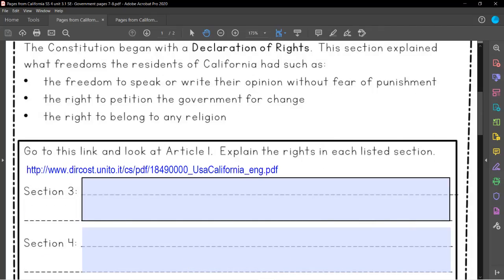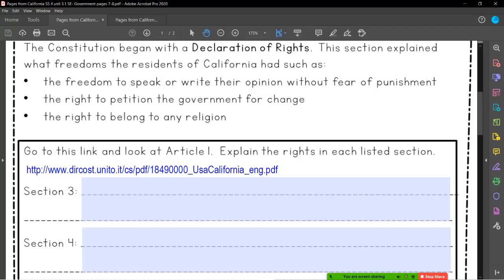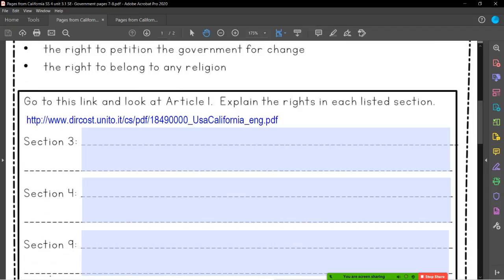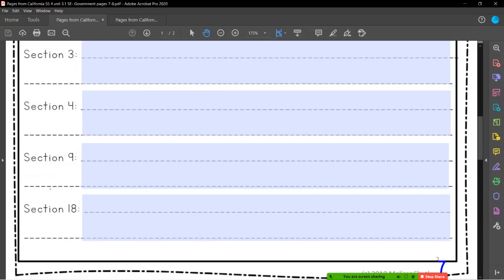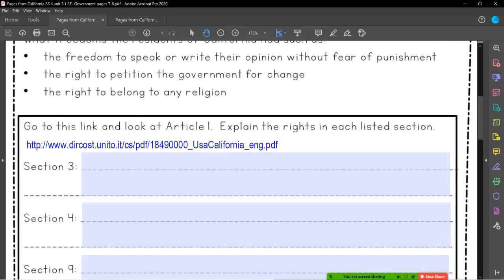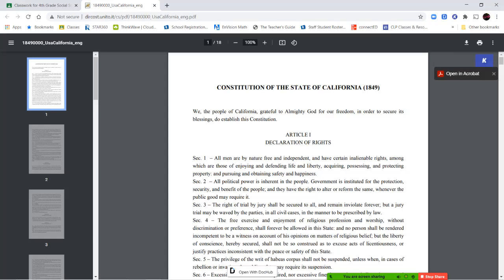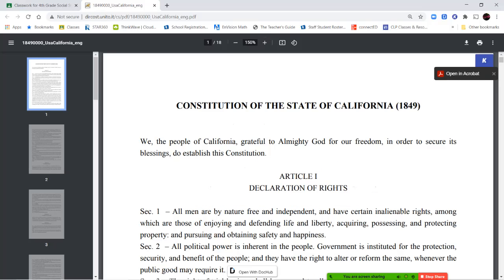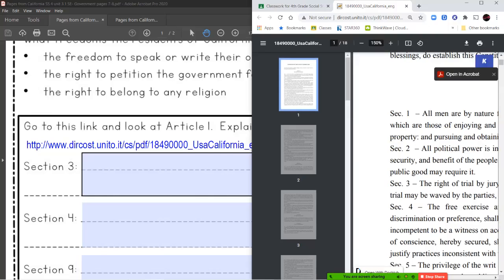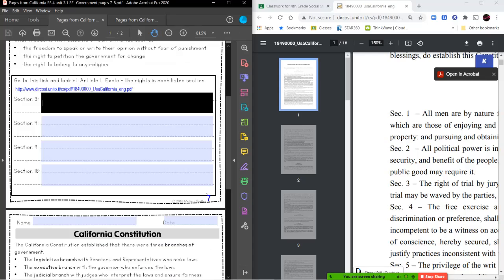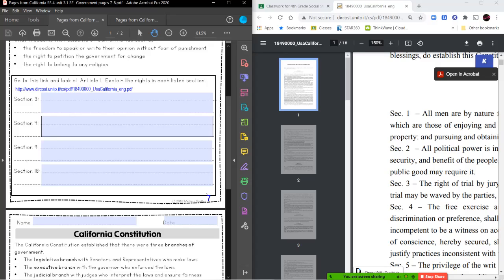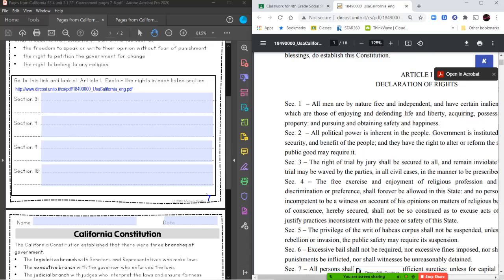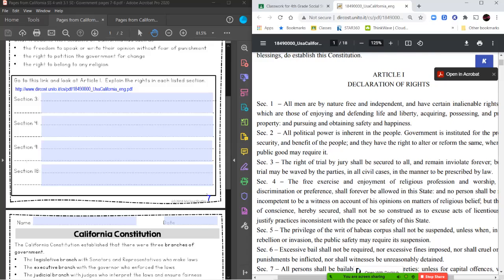So we're going to take a look at this link, and we're going to explain the rights found in each section. So we're going to be looking at sections 3, 4, 9, and 18. Now, when we go ahead and open up this link, it's going to take us to the California Constitution from 1849. All right, what I'm going to do is open these in a split screen so that we can see exactly what we're doing. And let me see if I can get rid of this side. There we go. So we're going to start with section 3.